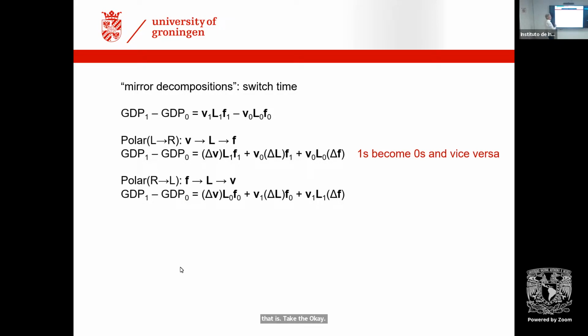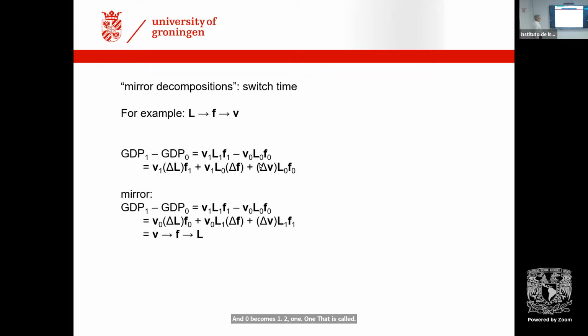So for the polar, this is the expression that we've seen. That was the first polar. And the mirror image is obtained by changing the time indexes. So 1 becomes 0, and a 0 becomes 1. 0, 1, 1, 0. 0, 0, 1, 1. That is called the mirror. This is the mirror image of the polar.